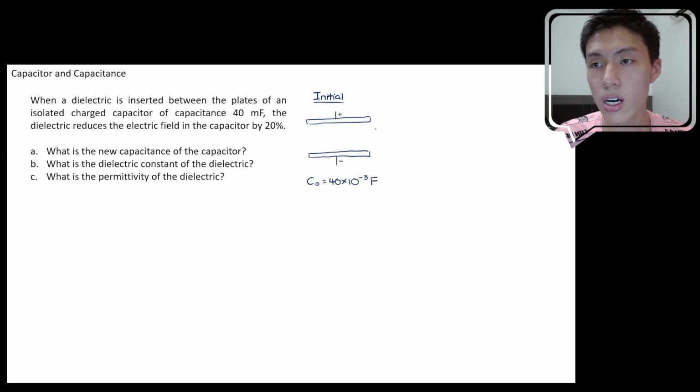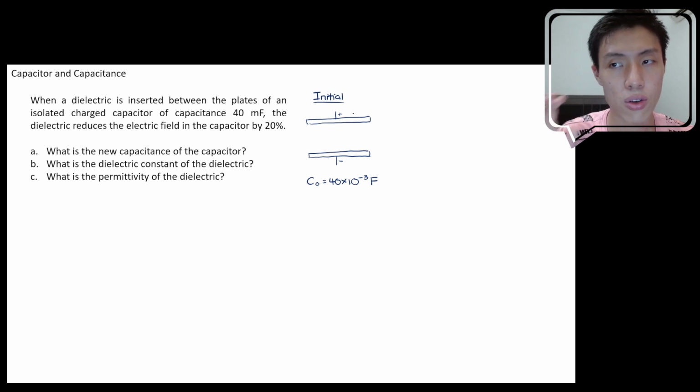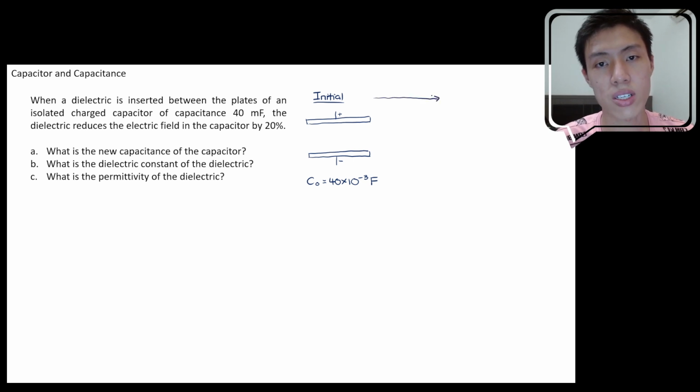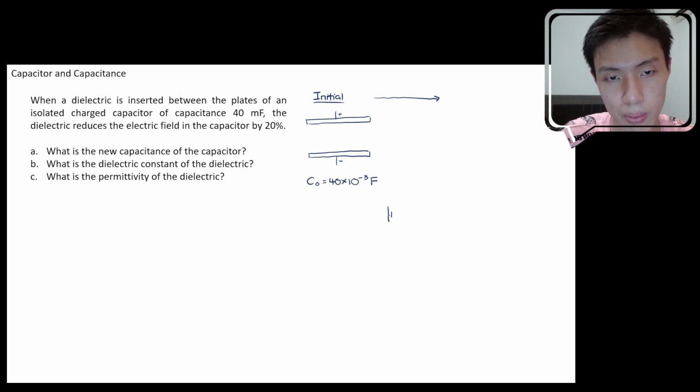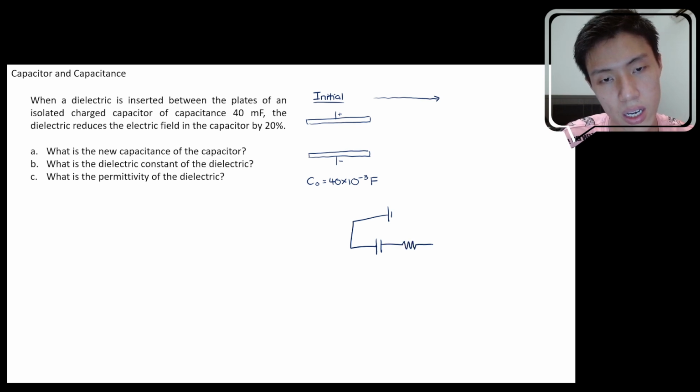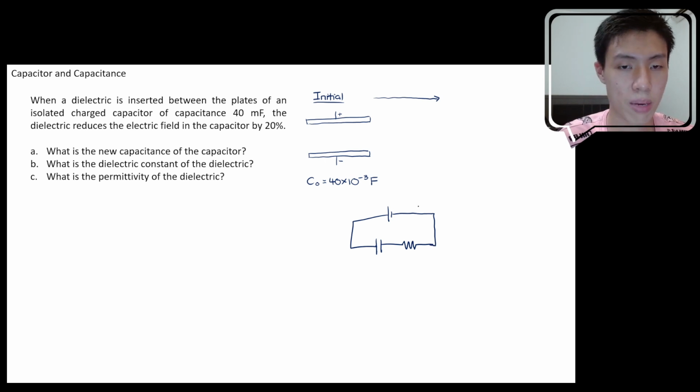It's isolated. Isolated means there's charge already, and you are not going to connect it to any circuit or to a power supply. Let me explain why. If you charge a capacitor, usually you need to connect it to a capacitor-resistor circuit, or an RC series circuit. This is how you charge a capacitor. Right now you can see that this capacitor is connected to a power supply and a resistor, so there's a charging process happening.